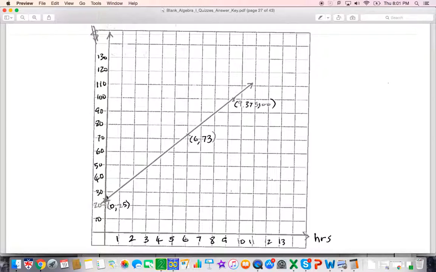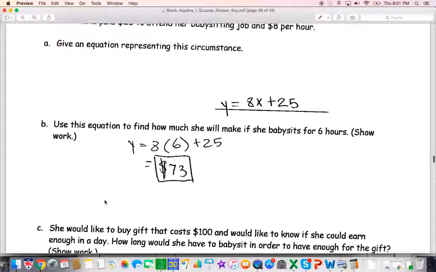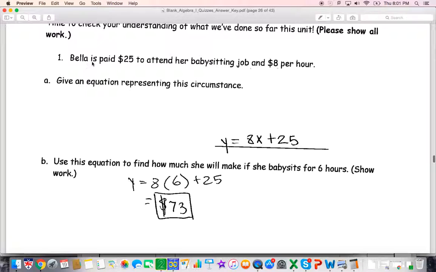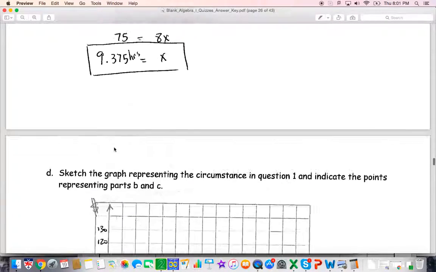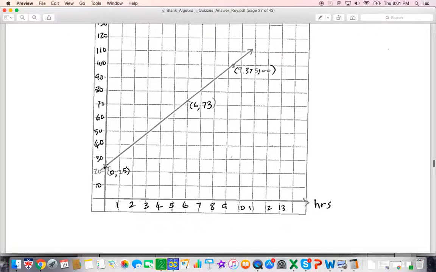It's the initial amount, and let's look back at the word problem. It's the initial amount that Bella was paid for her babysitting job. So the y-intercept, that 25, is what she had at the very beginning. And so that's how we know that that is also a point.